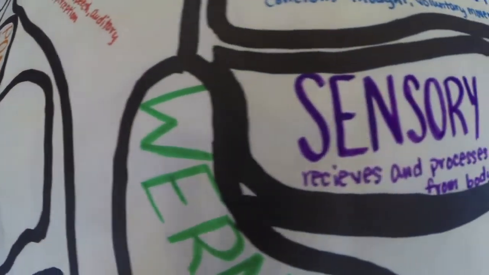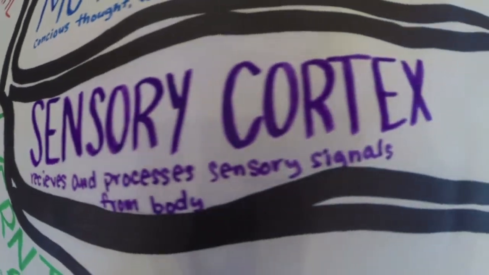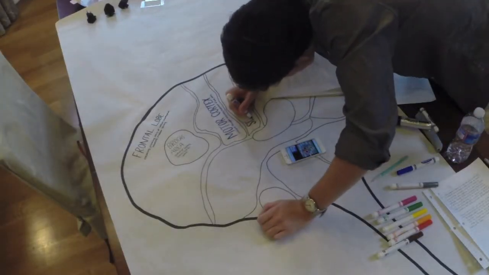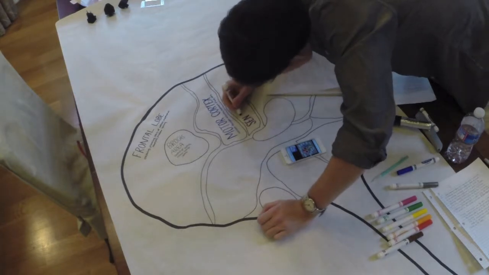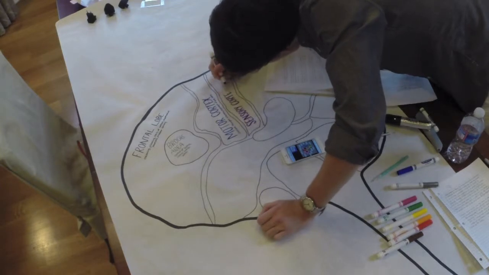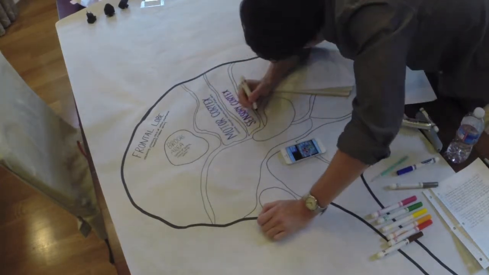Now we have the sensory cortex. The sensory cortex receives and processes sensory signals from our body. This is very important to us because it helps us coordinate our movement, telling us what we need to move at a certain time. It goes hand in hand with the motor cortex.